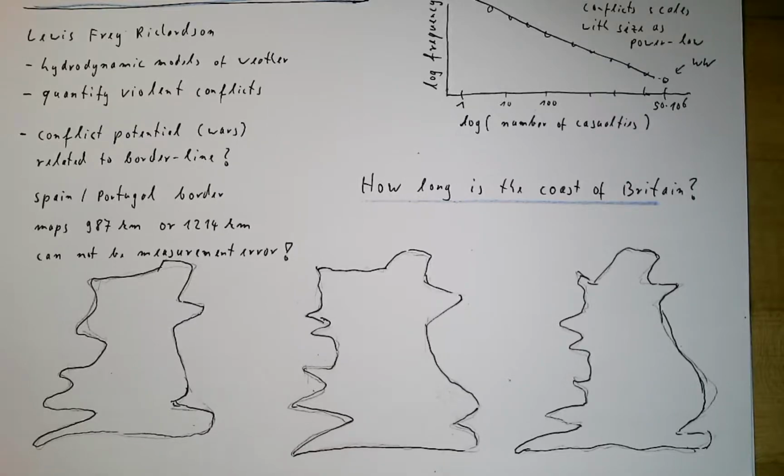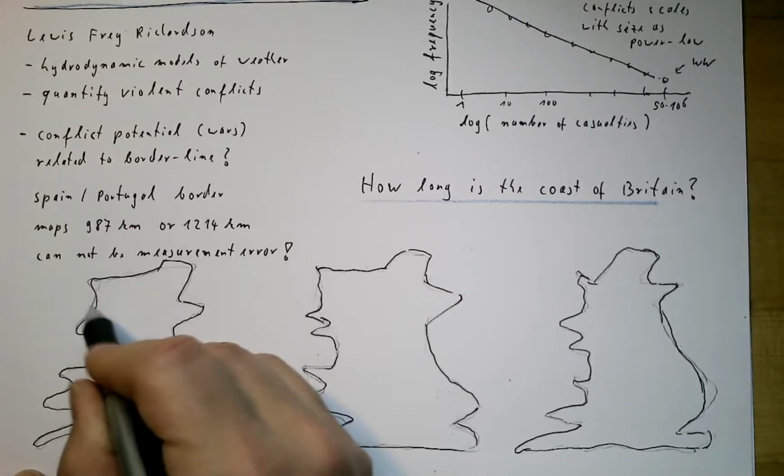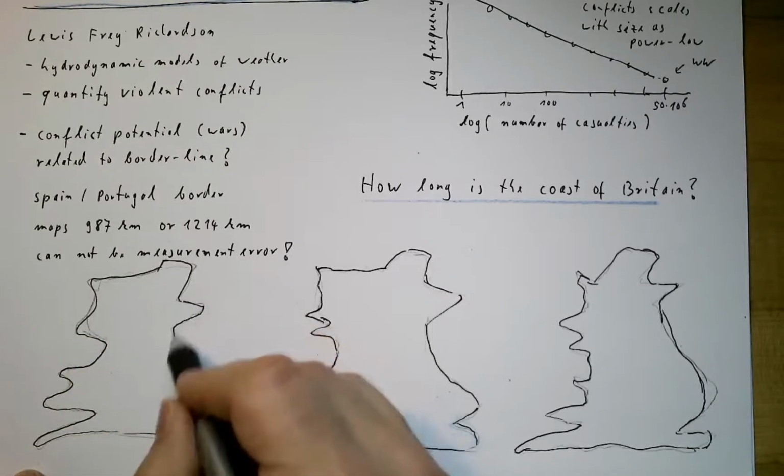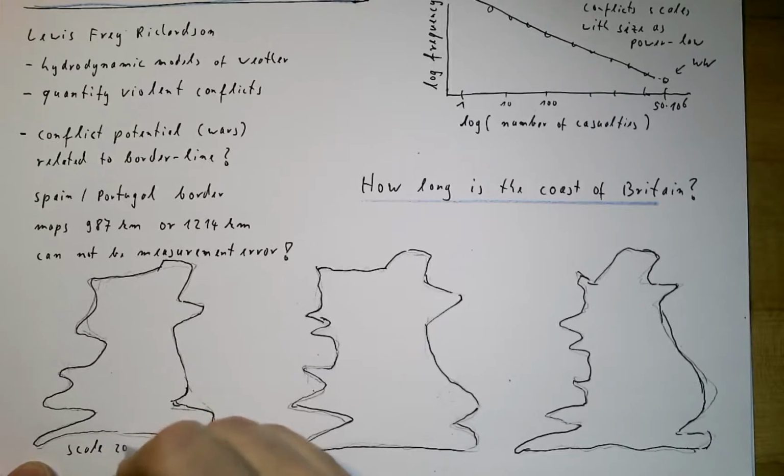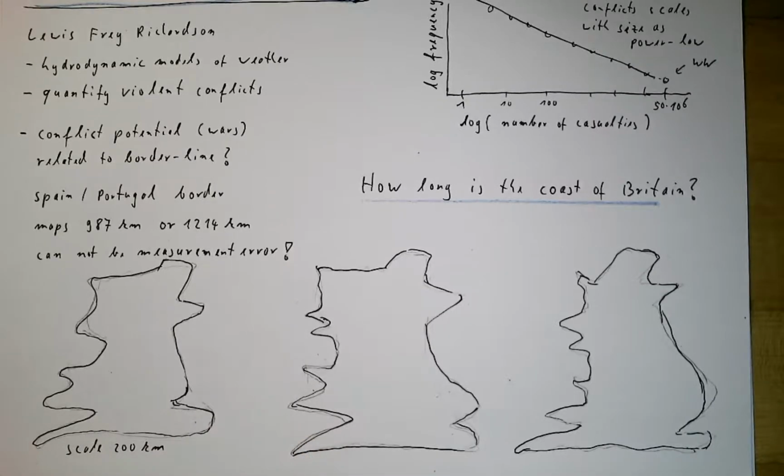So first you buy a map, and the map has a certain resolution. And let's say first you have a very rough map of Britain, then not all small coast bights and things are visible. And let's say we have a map which has a scale of 200 kilometers. And now we want to measure the coastline in this scale.